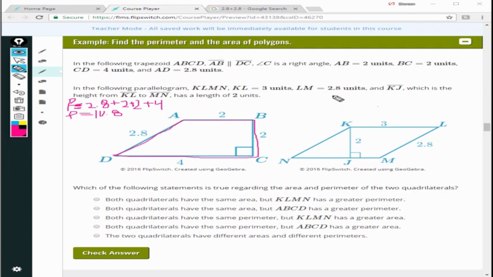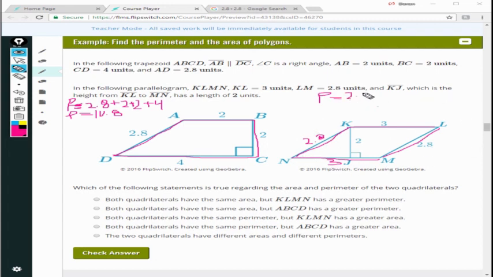And so now we have our parallelogram perimeter. I'm not going to panic here. I'm going to take a deep breath and remember that parallel sides in a parallelogram have the same distance. So this side is also 3, and this side's parallel side, KN, is going to be 2.8. They have the same distance. So now I'm just going to total them up.